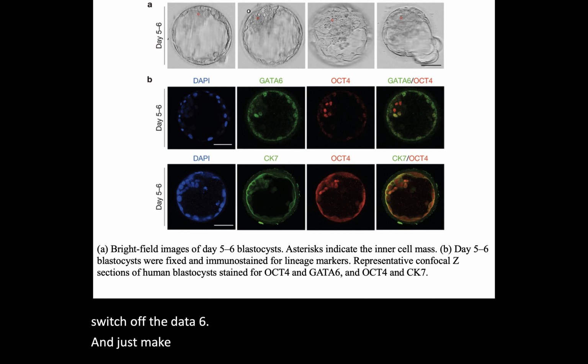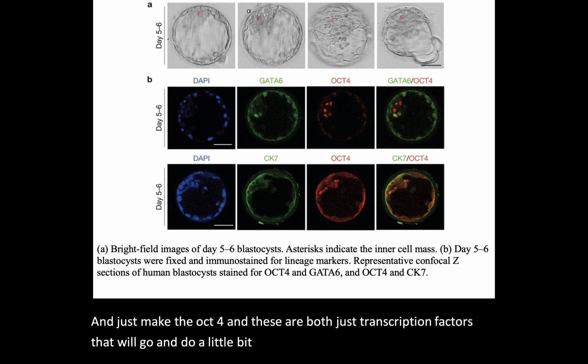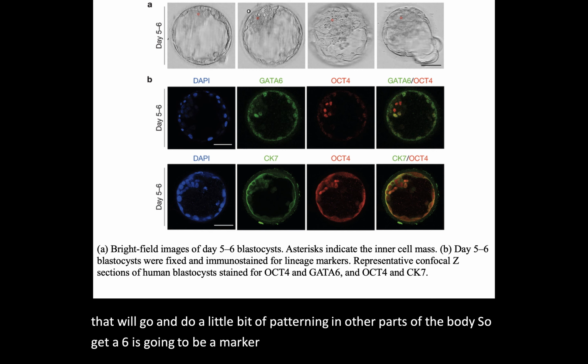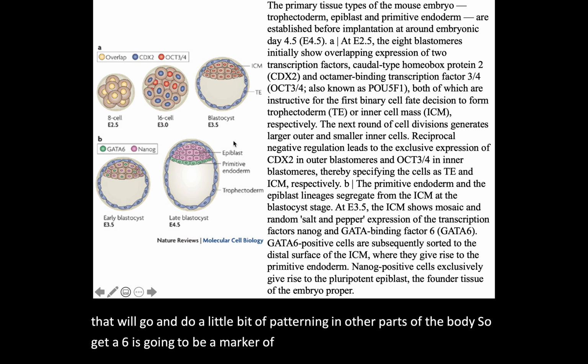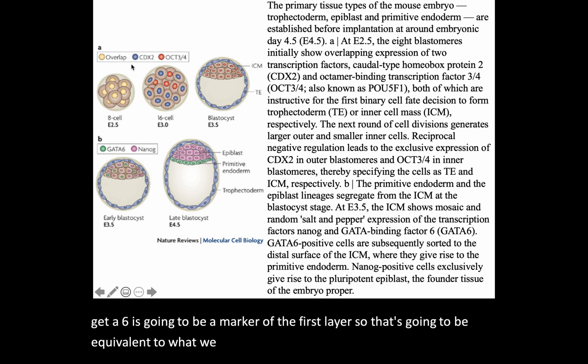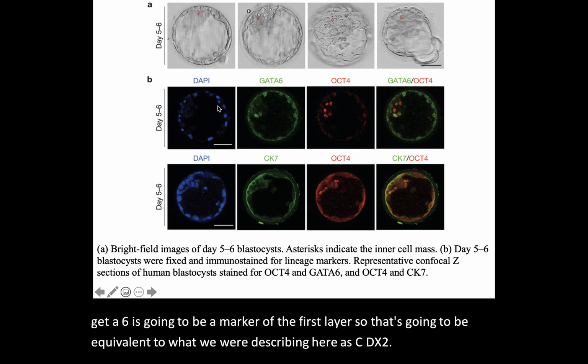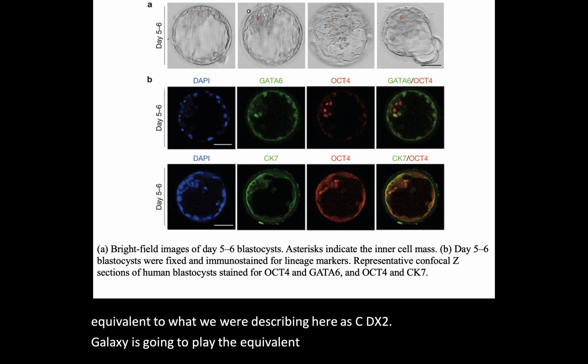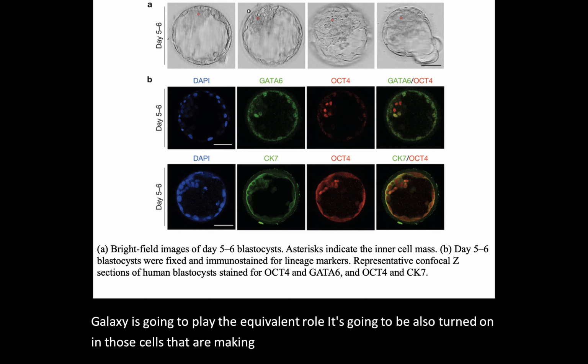And these are both just transcription factors that'll go and do a little bit of patterning in other parts of the body. So GATA6 is going to be a marker of the first layer, so that's going to be equivalent to what we were describing here as CDX2. GATA6 is going to play the equivalent role. It's going to be also turned on in those cells that are making the shell effectively. All right.